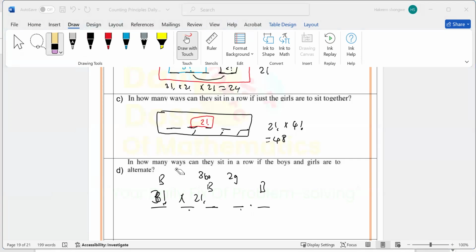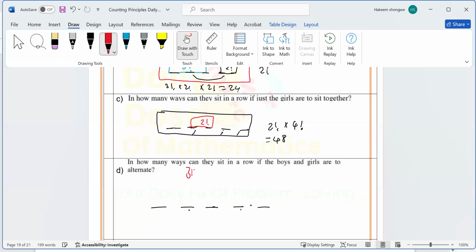They say, in how many ways can they be seated in a row if the boys and girls are to be seated alternating? Alternating means we are changing each other. Why do we need to start with a boy, and why are we not starting with a girl? Let's do it practically so you'll see. We have 3 boys and 2 girls. If I start with a girl, G, it should be followed by what?